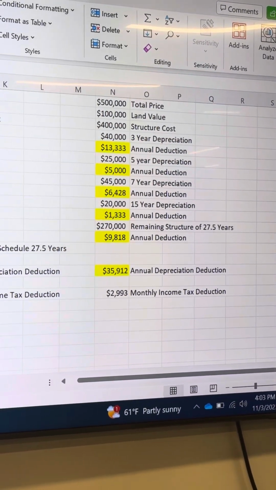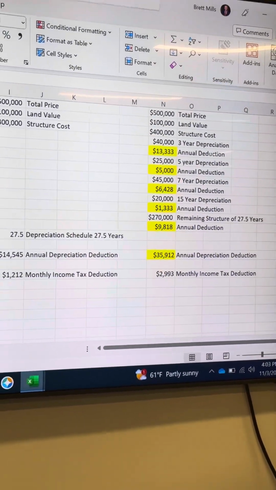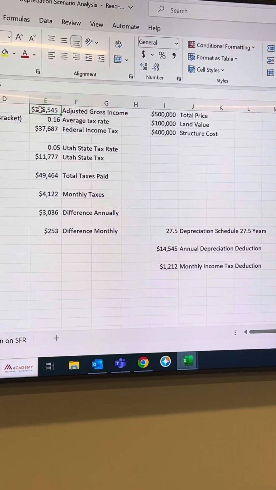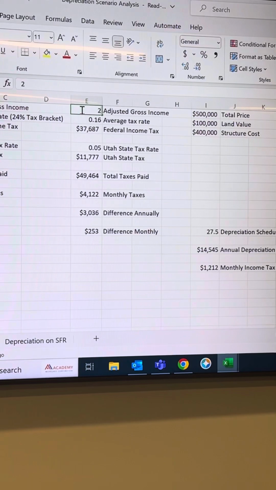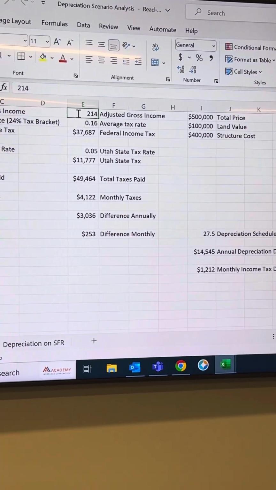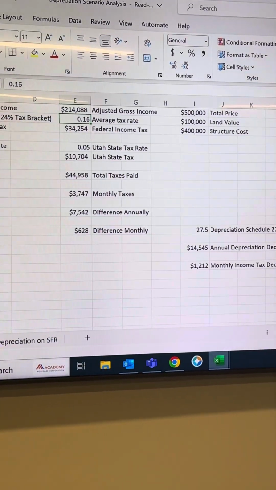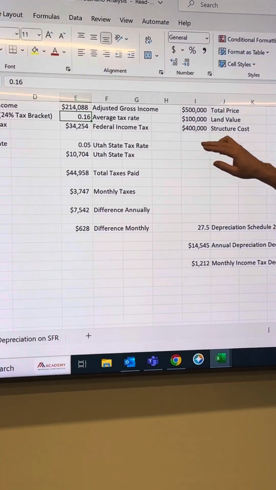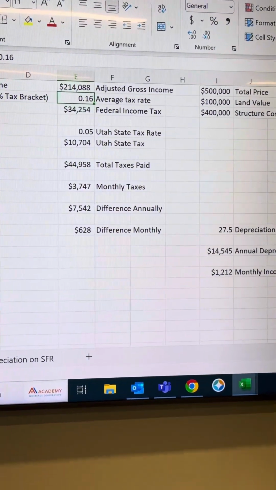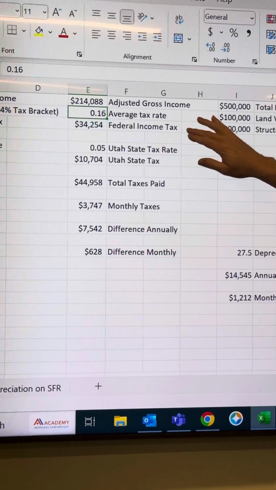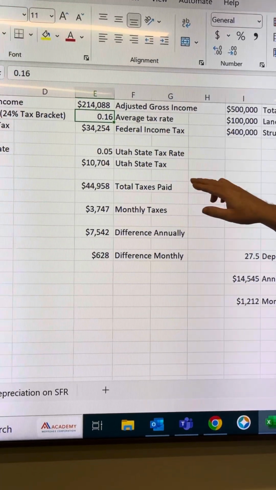So that becomes significant because what that is going to do is change our gross income over here. Once again, from the $250,000 that you would have claimed without that deduction, that's going to lower that down to $214,088. And now we see how that changes the scenario. So now the income's down. I'm still just going to use that 16% average tax rate, which would lower those federal income taxes down to $34,254. Your state at the 5% down.